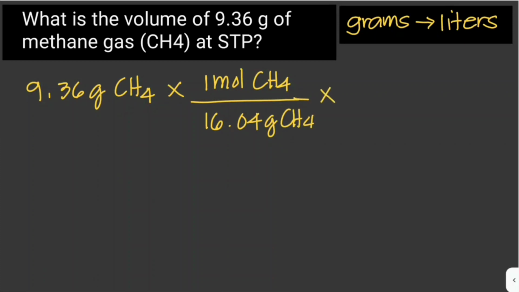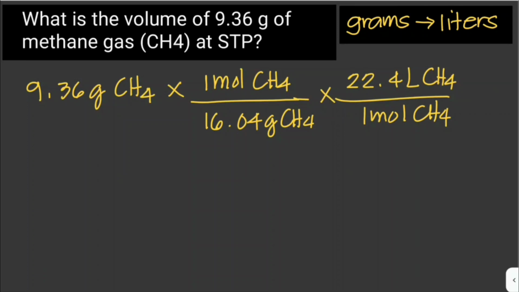Then multiplied by the volume per mole of methane gas at STP. So that would be 22.4 liters per mole. So this one cancels out and also this one. So our answer would be 9.36 divided by 16.04 times 22.4 liters. So our answer would be 13.1 liters methane gas.